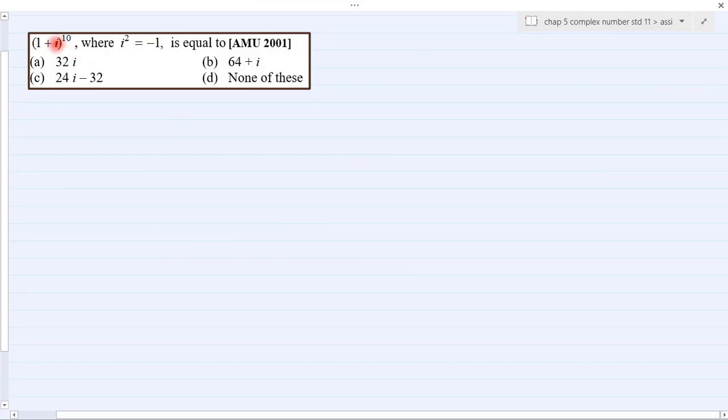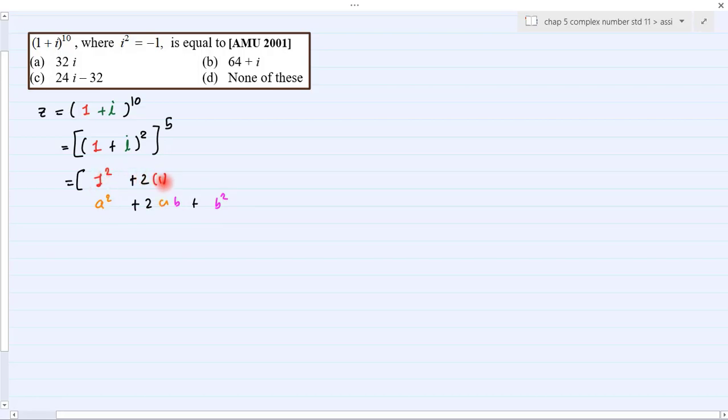In this question, you have to find (1 plus i) raised to 10. If we expand directly, then we will get 11 terms. So, to simplify this, let's rewrite it as (1 plus i) the whole square, whole raised to 5. Now, let's expand this using the expansion of (a plus b) the whole square, which is nothing but a square plus 2 times ab plus b square. So, here we'll get (1 square plus 2 times 1 into i plus i square) whole raised to 5.